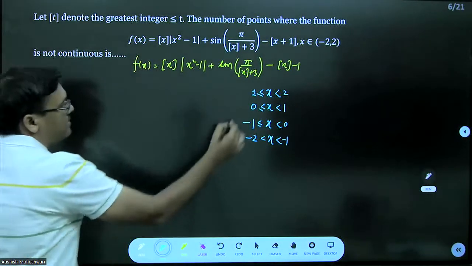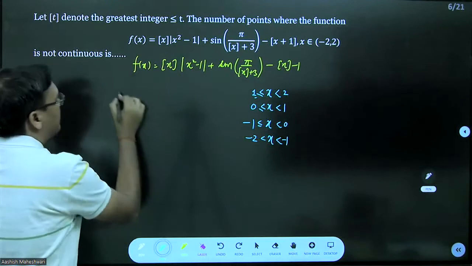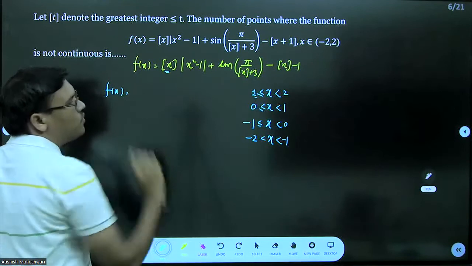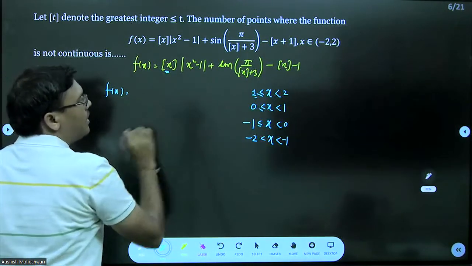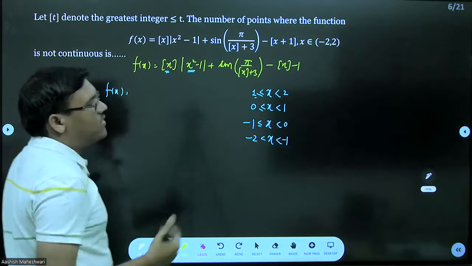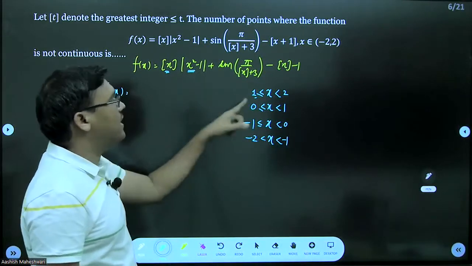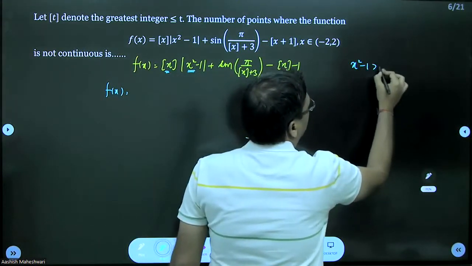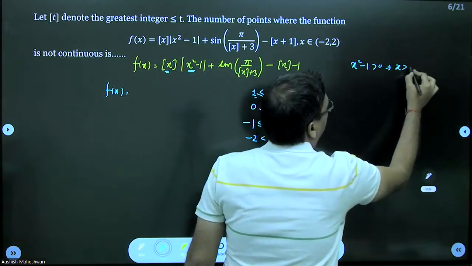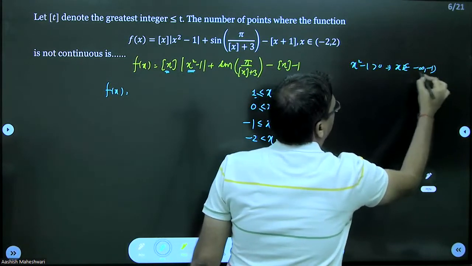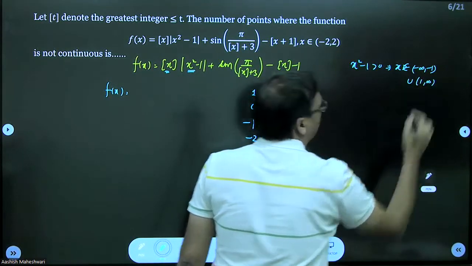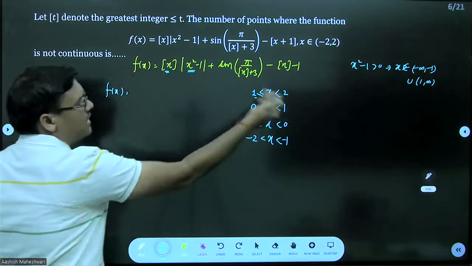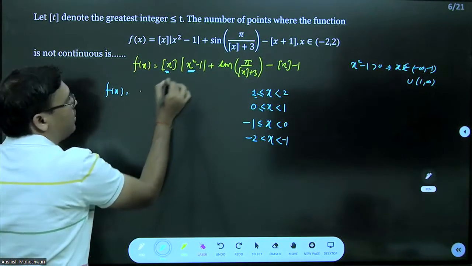Now, if I say x is between 1 and 2, what is this function f(x)? If x is between 1 and 2, the value of box x will be equal to 1. So this is 1 only. And x square minus 1, will this be a positive value or a negative value? If x is between 1 and 2, we know x square minus 1 is positive where x belongs to minus infinity to minus 1 union 1 to infinity. That means between 1 and 2 this will be a positive number. You can also check this by taking any value. So box of x is 1.